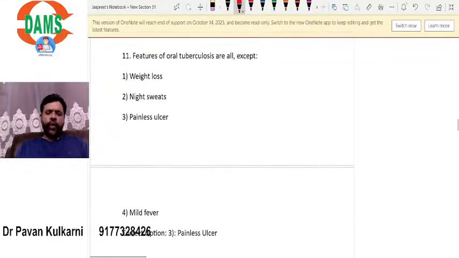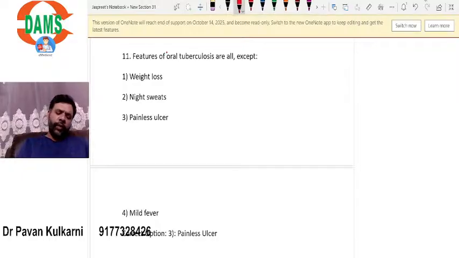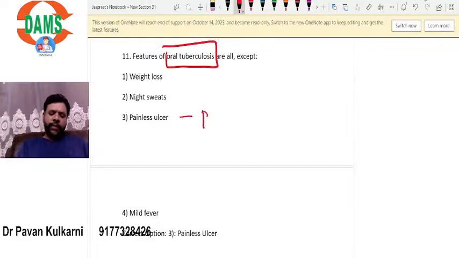Moving on to the next question. The features of oral tuberculosis are all except. When we are talking about oral tuberculosis, the patient definitely has weight loss. Yes. Night sweats. Yes. Painless ulcer? No. Painful ulcer. Remember, TB ulcer is a painful ulcer. The patient definitely has mild fever.